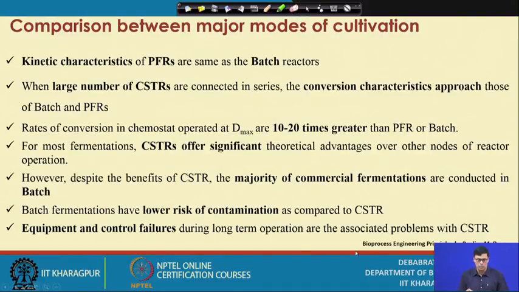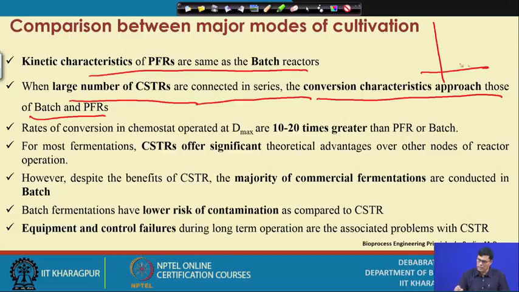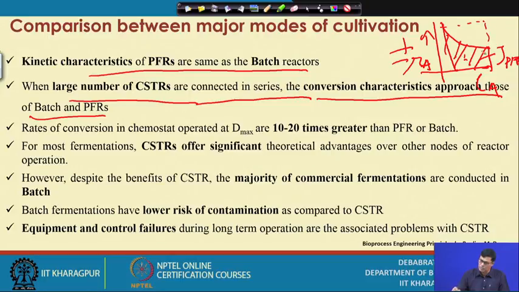Now, comparison between the major modes of cultivation, what I lastly pointed out: the kinetic characteristics of the plug flow reactor are the same as the batch process, and with a large number of CSTRs connected in series, the conversion characteristics approach those of the plug flow reactor. I showed you that when you plot minus RA versus CA in the chemical reaction, in case of product inhibition, we go for this tau plug flow reactor. Am I right? Now, in case of a CSTR it will be a larger area, but this can be replaced by multiple CSTRs like this. So you have a large number of CSTRs connected in series, and the conversion characteristics approach the batch and plug flow reactor.